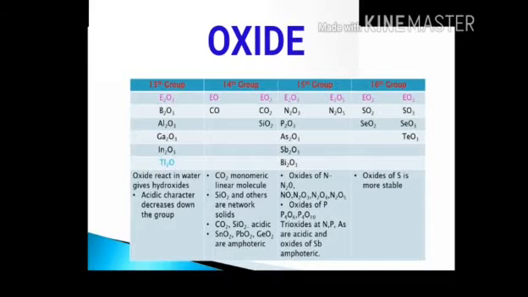First one, the 13th group. All the elements of this group form oxides of the general formula E2O3, in which the elements exhibit +3 oxidation state. The examples given here are B2O3, Al2O3, Ga2O3, In2O3 and Tl2O. The first one here is B2O3. It is called diboron trioxide, or simply we can say boric oxide. Boric oxide is acidic in nature.